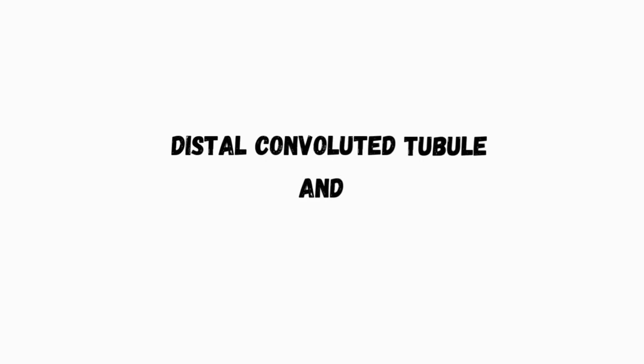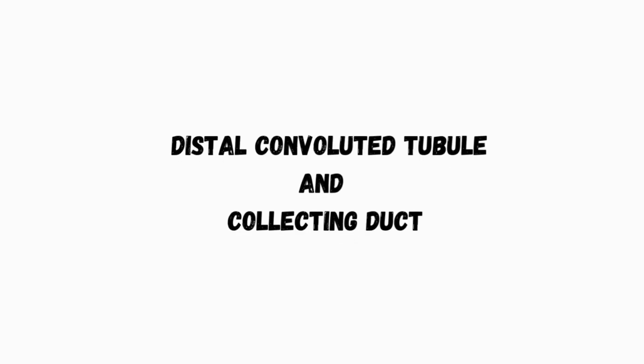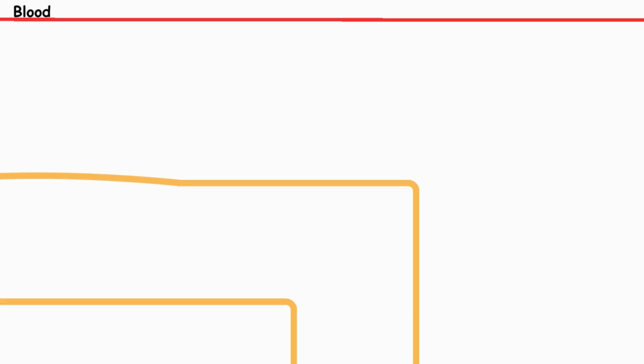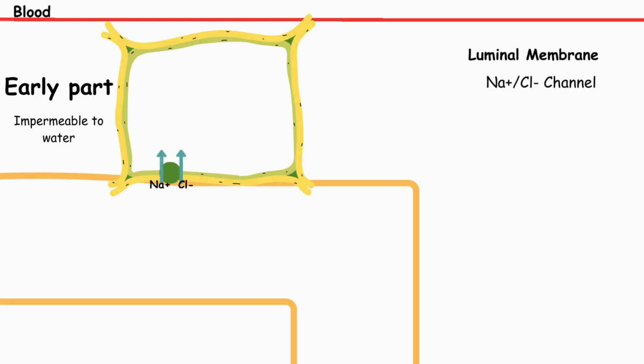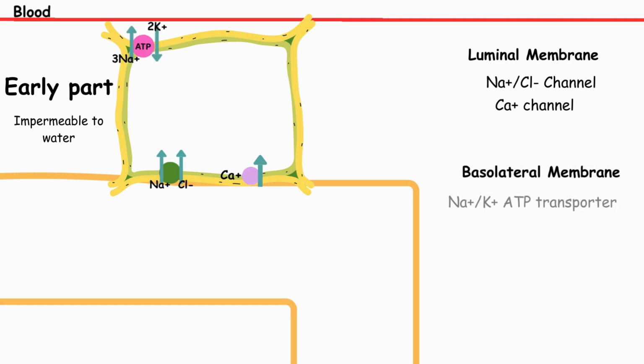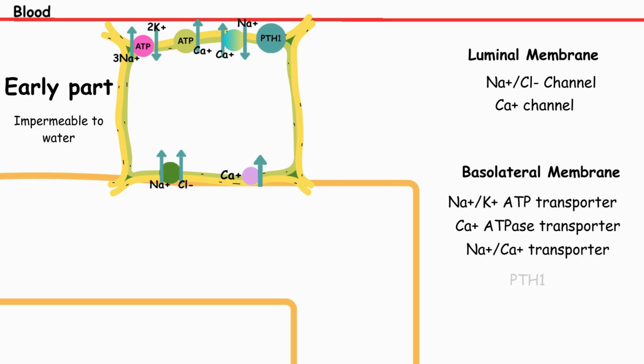Let's understand physiology of distal tubule and collecting duct. There are two parts of distal convoluted tubule, early and late part. Early part of distal tubule is impermeable to water. At the apical membrane, sodium chloride pump and calcium channel is present, while at the basolateral membrane, sodium-potassium ATPase pump, calcium ATPase transporter, sodium-calcium transporter and PTH1 receptor for parathyroid hormone is present.